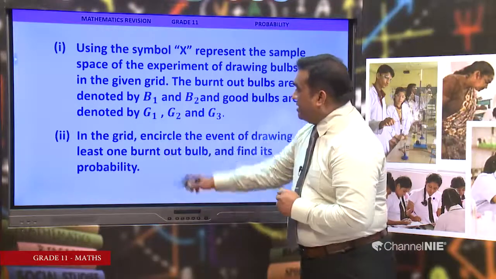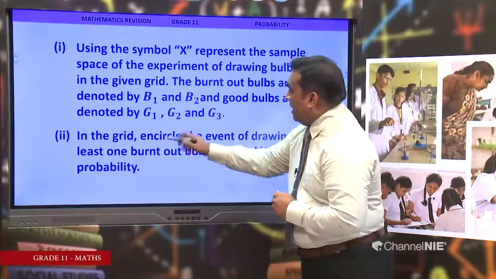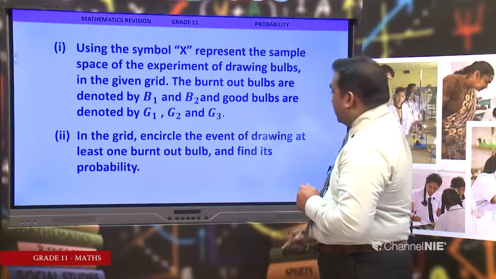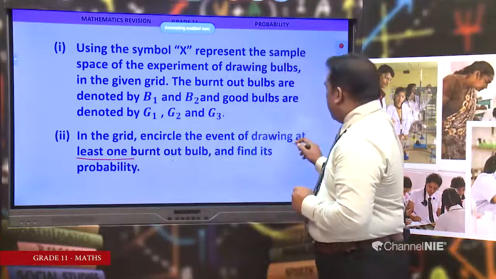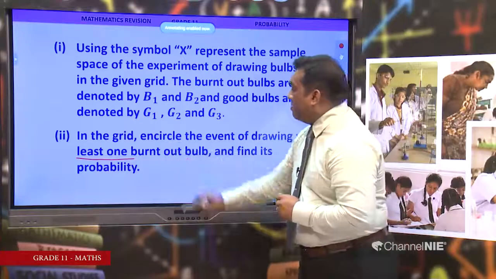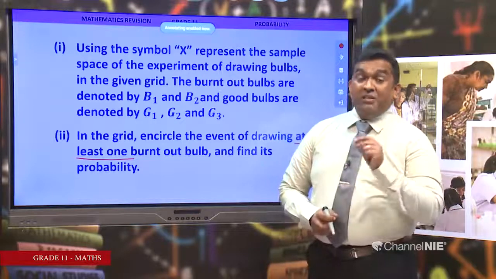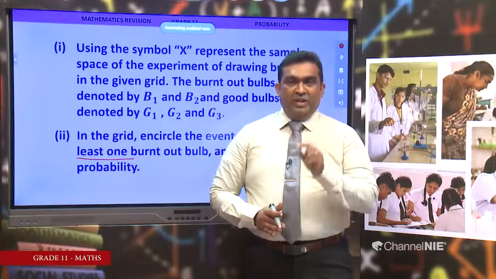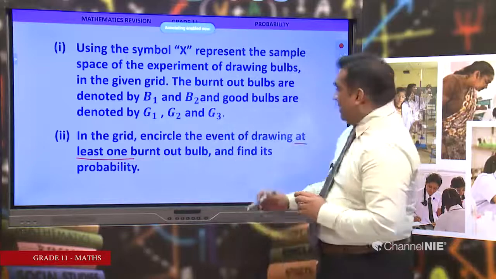In the grid encircle, it means a closed plane figure you have to make, the event of drawing at least one burnt out bulb, and find its probability. In previous problem also, at least condition, very very important word, at least. We will see.